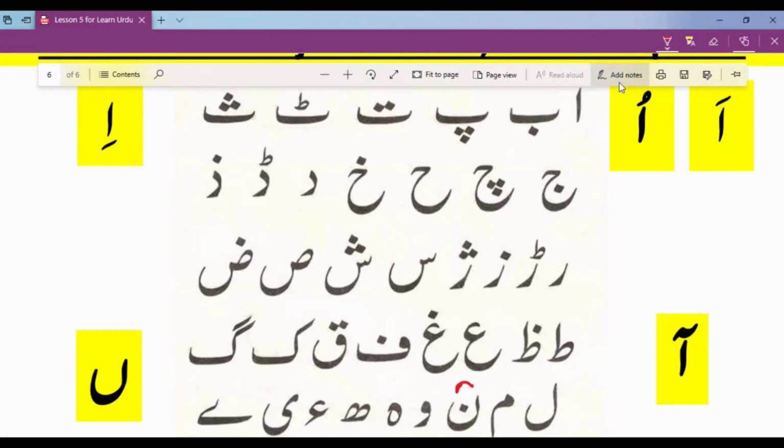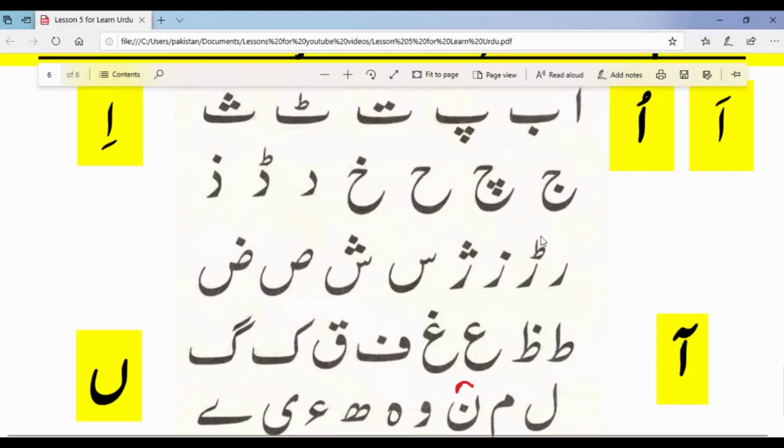Sometimes this sign looks in the writing form, and sometimes it is not written. But we understand that here is the sound of noon gunna, right? So this sign is called jazm.